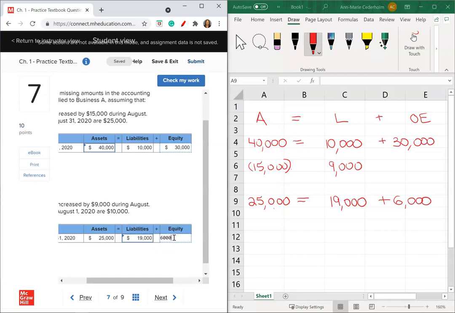So if we were looking at a balance sheet, we could just grab these numbers right off of it. We can look at the total assets line, the total liabilities line, and then the total owner's equity line. And then the assets will always equal liabilities plus owner's equity.